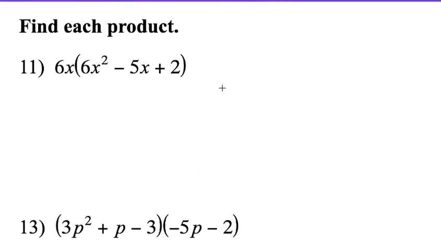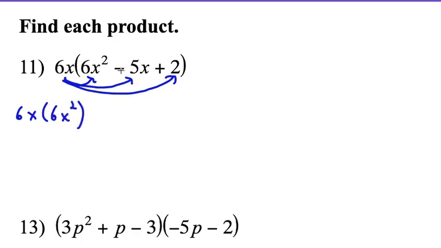Now let's look at multiplication. With a multiplication like the one in number 11, all we need to do is distribute the 6x. So we're going to multiply the 6x by each of the three terms inside the parentheses. So I'll write this out the long way. That means we have 6x times 6x squared. Now our next operation is subtraction, so why don't I keep that? Minus 6x times 5x plus 6x times 2.